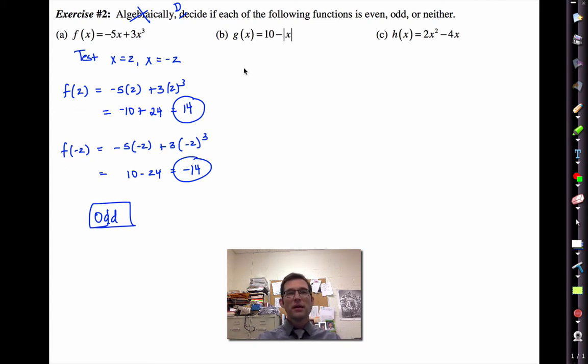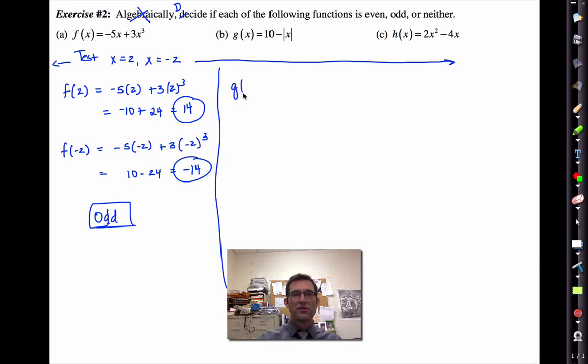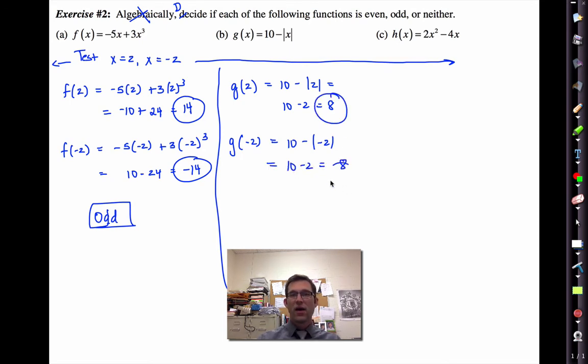But let's take a look at b, right? Again, we're going to test these two values all the way across. So if I figure out g of 2, that's easy. 10 minus the absolute value of 2 gives me 10 minus 2 gives me 8. And g of negative 2 gives me 10 minus the absolute value of negative 2, gives me 10 minus 2, gives me 8. Notice now opposite inputs gave us the same output, so that's even.